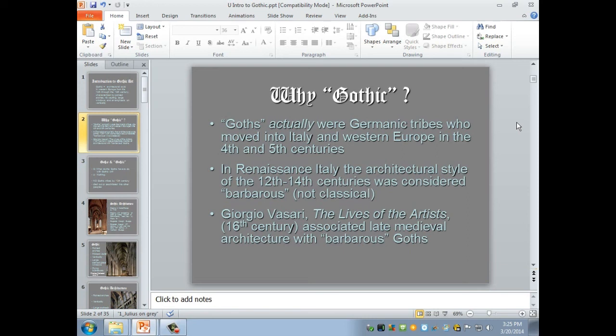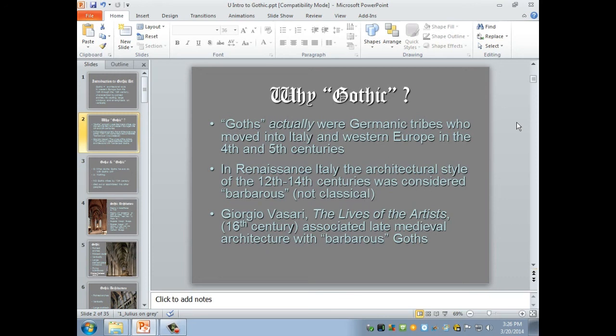Well, during the Renaissance in Italy, they looked back at this architectural style of the 12th and 13th and 14th centuries. It really didn't live far into the 15th century in Italy. They didn't like it, actually. They thought that this architectural style was considered to be barbarous. In other words, it wasn't classical. It wasn't relating to ancient Greece and Rome.